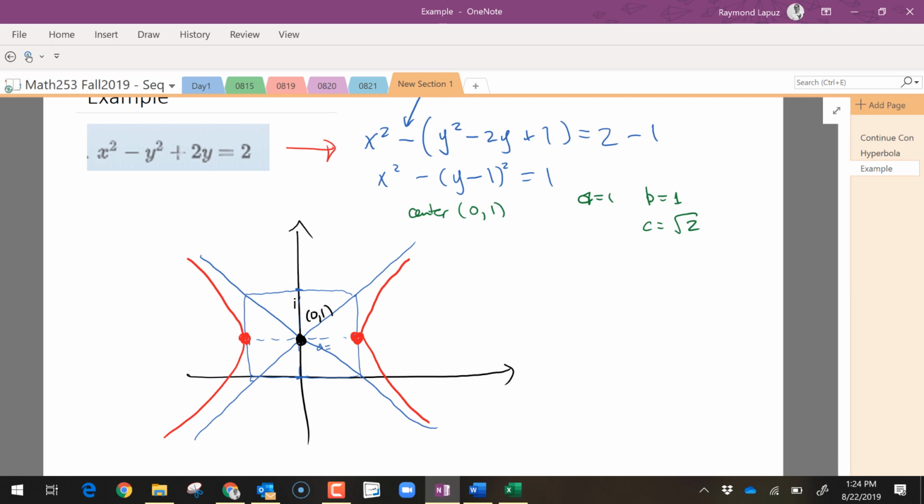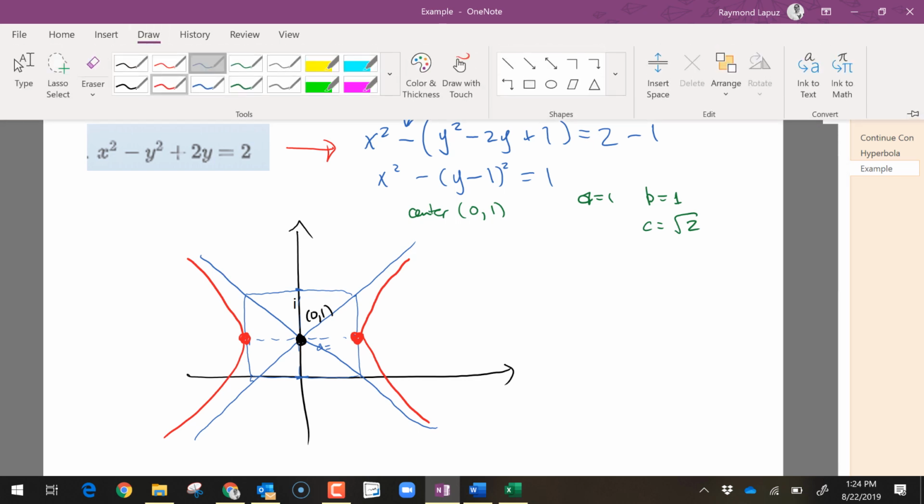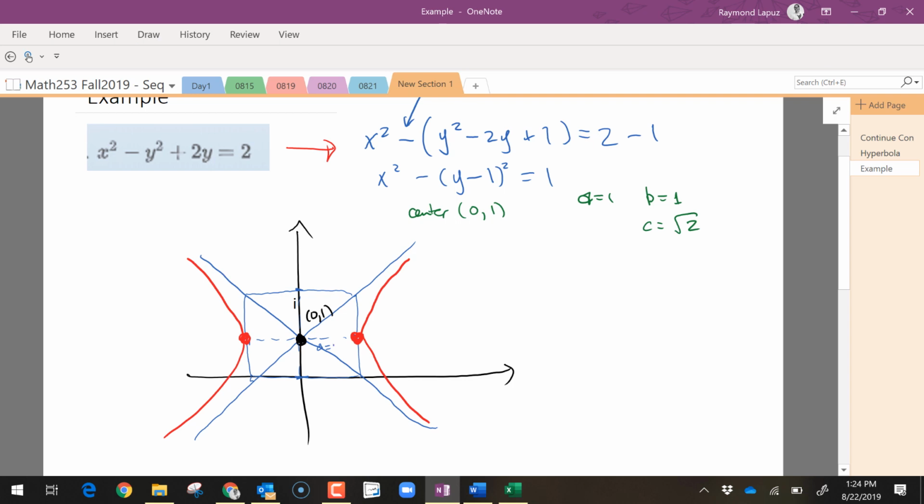The box, I started with a center point, 0, 1, and then along the x, I add a and I subtract a, and then I add and subtract b. And in this problem, they're both equal to 1, so it looks kind of deceiving, but that's what we're doing. If you just follow the steps, I think it's fairly straightforward.